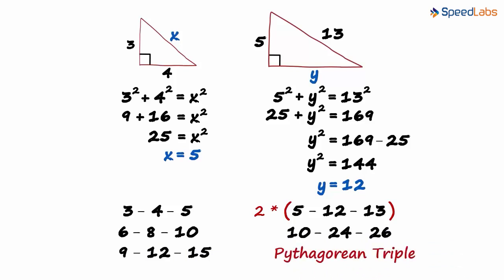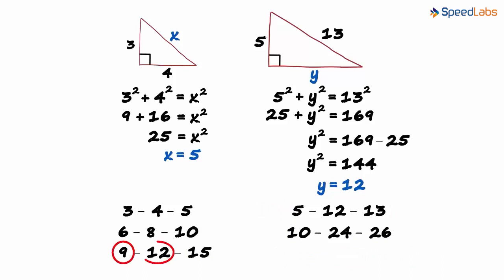If we multiply each of 5, 12 and 13 by 2, then 10, 24 and 26 also form a Pythagorean triple. So in your exam, if you are given a right triangle with the perpendicular sides as 9 and 12, you don't really have to solve anything. You should know that it's 15. If you have the hypotenuse as 26 and one side is 10, the third side has to be 24.